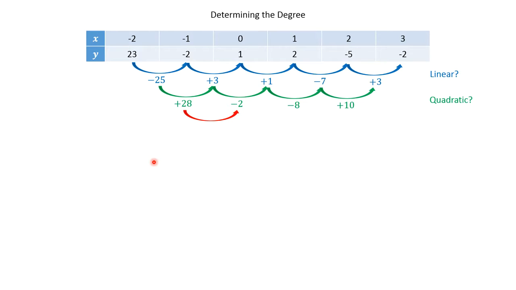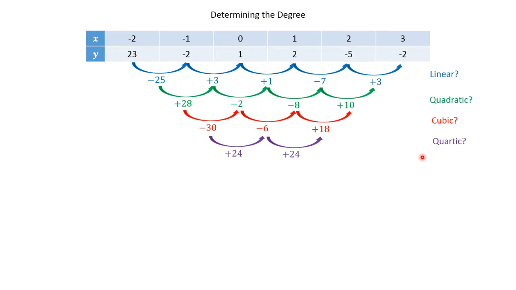But third differences. From 28 to negative 2, we're subtracting 30. Negative 2 to negative 8, subtract 6. Negative 8 to 10, we're going to add 18. So that's asking, is it cubic? Well, these numbers are not the same, so no, it is not cubic. Let's try the fourth differences. From negative 30 to negative 6, we add 24. From negative 6 to 18, we add 24. And all of a sudden, it comes together. And so that would be the fourth. That would be x to the fourth.